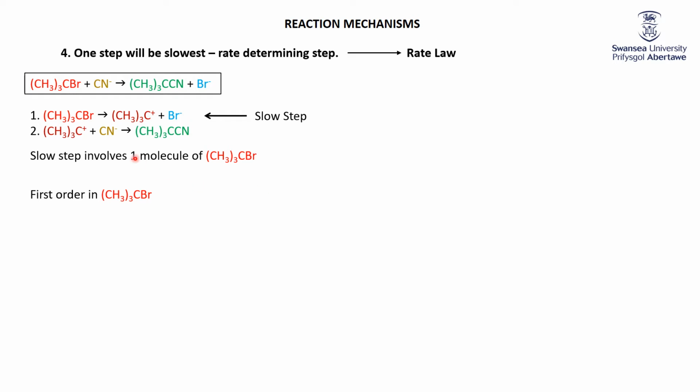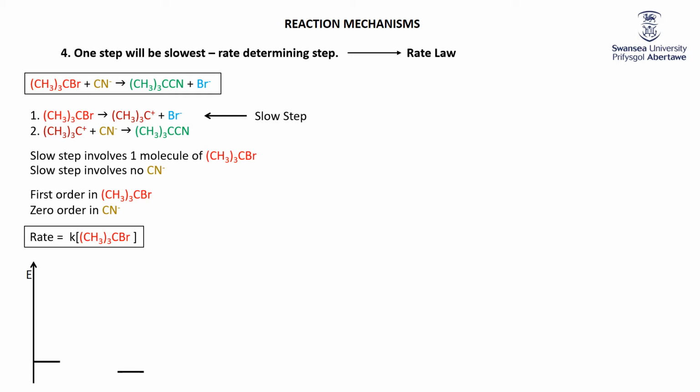Now, how about the CN minus, the other reactant in the reaction? Well, this other reactant, CN minus, isn't involved in this step at all, and therefore we can say it is zero order in CN minus. So by just considering this mechanism, saying that the first step is the slow step, the rate is k times the concentration of (CH3)3CBr. First order in (CH3)3CBr, because that's the thing that's doing the banging into stuff. Zero order in CN minus, because it doesn't get involved in the reaction until after the slow step.